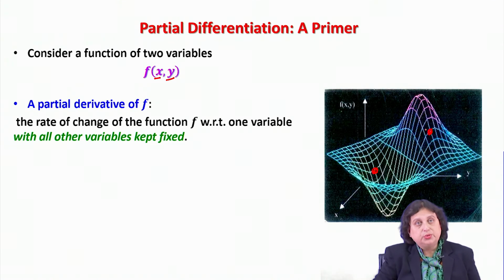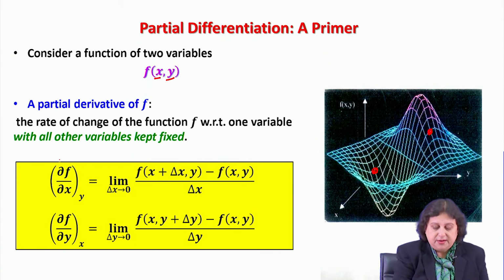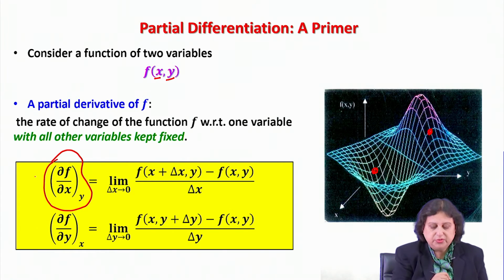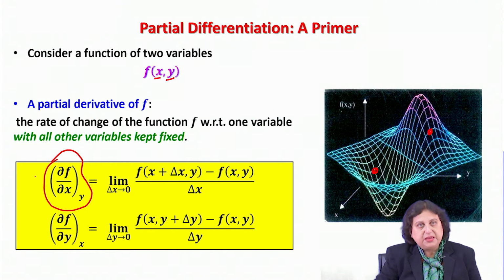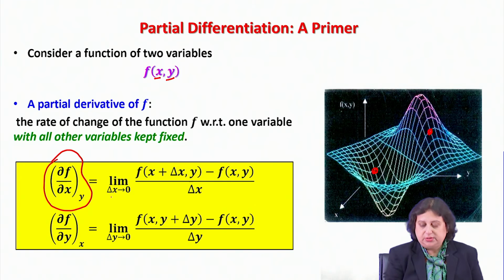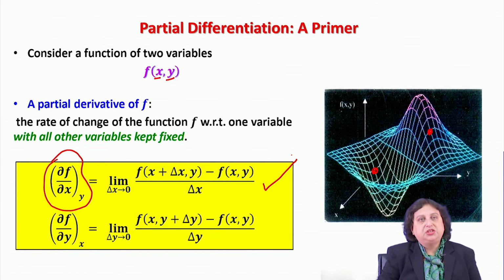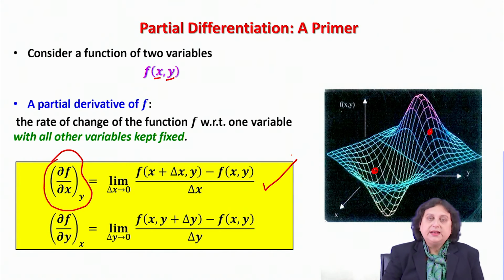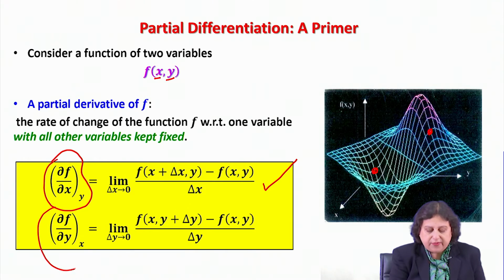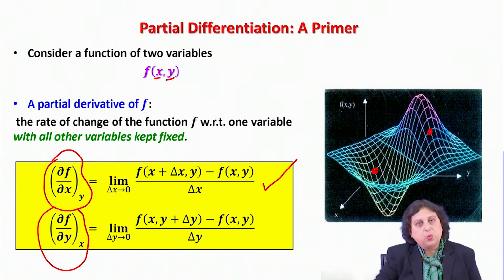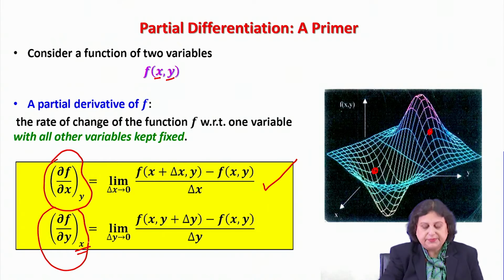Therefore, if I want to know the rate of change of the function f with respect to x, I must be keeping the other independent variable y fixed and then find out the rate of change of f with respect to the independent variable x by keeping y constant. And in the limit delta x going to 0, this is the definition of the partial derivative of f. In an exactly similar manner, one can define the rate of change of f with respect to the other independent variable y by keeping x constant.